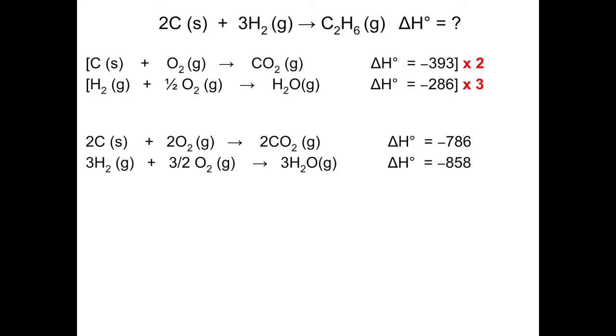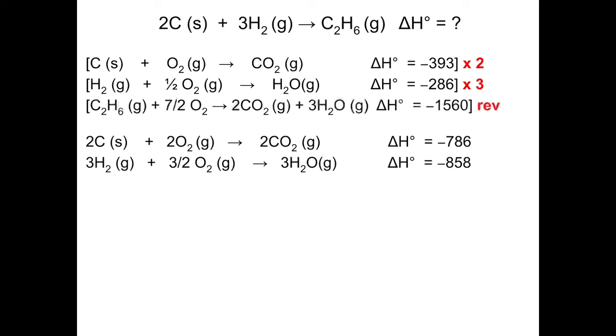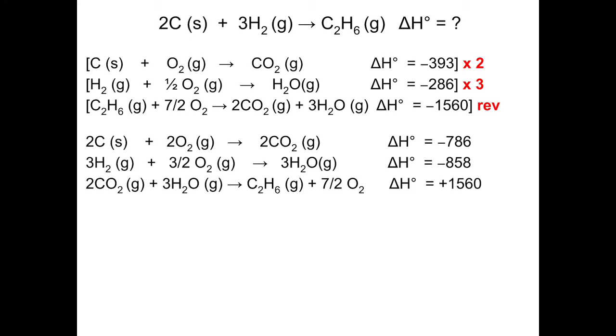Lastly, we need C2H6 on the right side of the equation. By using the third equation, we reverse the equation so that C2H6 is on the right side. Next, we can cancel the same species that are on different sides. For example, there is CO2 on the right and on the left side, so we can cancel CO2. Next, we can cancel H2O. And lastly, we can see that on the left side, we have 2 oxygen plus 3/2 oxygen equal to 7/2 oxygen. This we can cancel with the 7/2 oxygen on the right side.